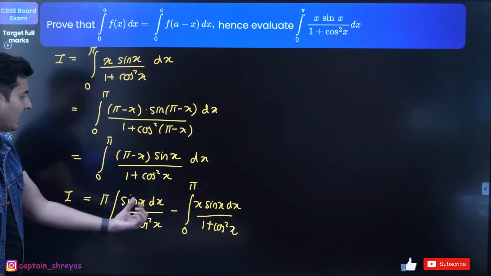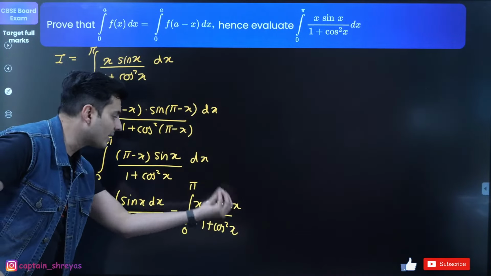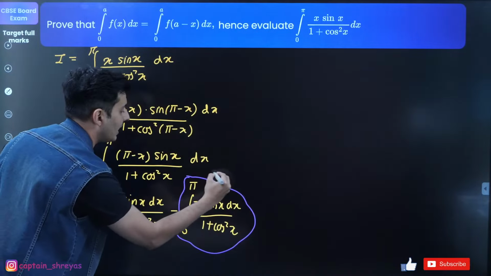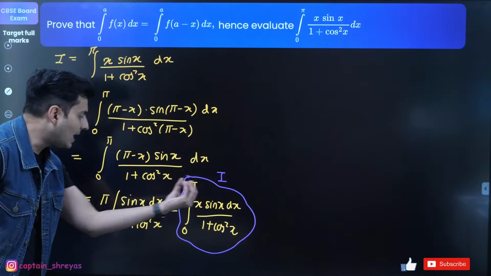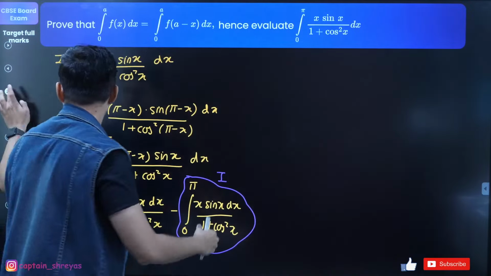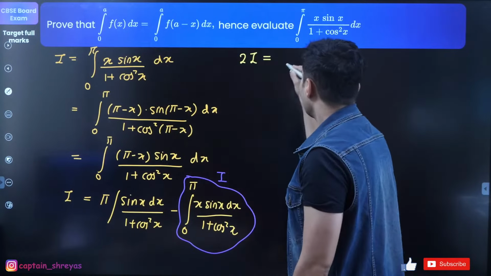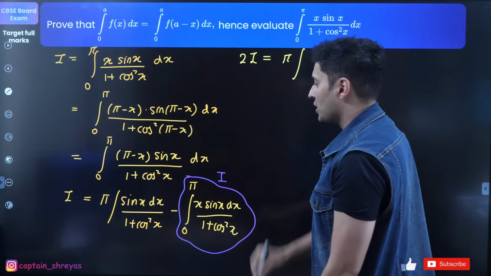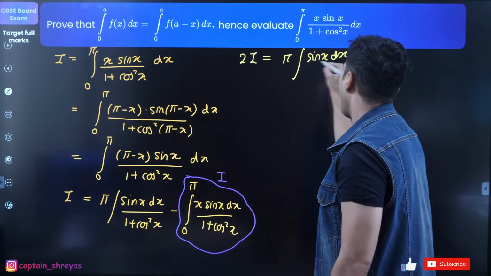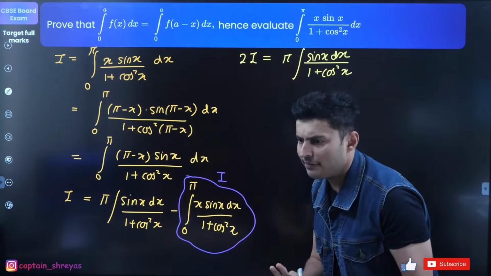Now notice one thing, whatever the original integration is, it's already over here, so I can replace this entire thing with I. So this I can go here, this I can go here, it will become 2I. What will it become? It will become 2 times I equals pi times the integration of sine x dx upon 1 plus cos square x. Everybody fine?